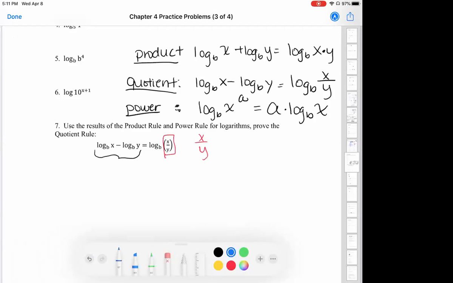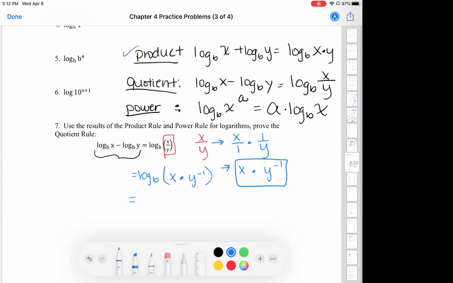You can think of it as x over 1 times 1 over y, right? Because if I multiply them, I get x over y. And so I can think of this as x times y to the negative first power, right? So if I think of it as this multiplication, then I can rewrite this to be log base b of x times y to the negative one power. And if that's the case, then I can use my product rule, which says that I can use it as addition. So I have log base b of x plus log base b of y to the negative one power, since they're multiplying.